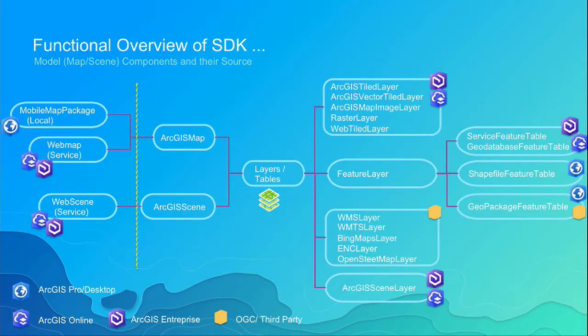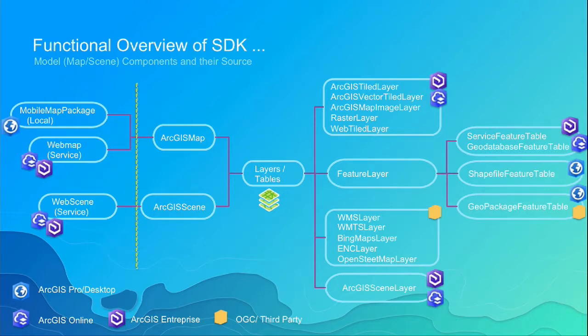So either you get those maps directly from online or local data like a mobile map package, or you create your own set of maps on the client side itself. For that, you need to create layers and add each of those layers to your map. And we support a lot of layers. I just highlighted some of them here.